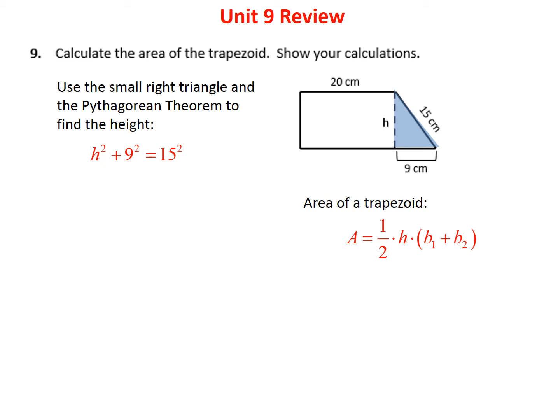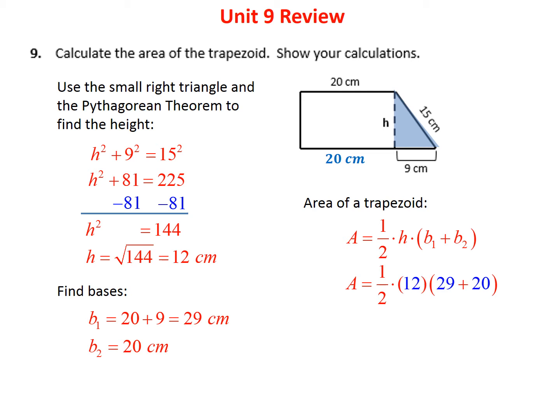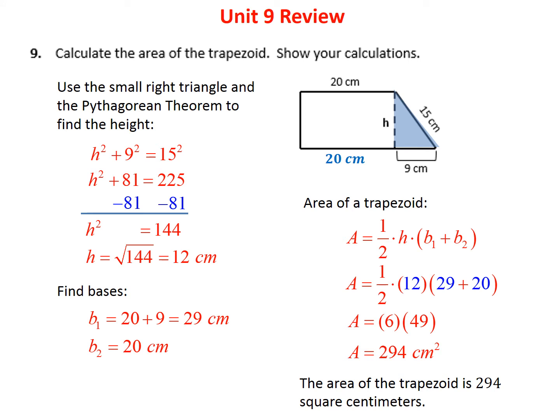So that means that h squared plus 9 squared equals 15 squared. Multiply these out, and we get h squared plus 81 is 225. Subtract 81, and h squared is 144, so that means that h is the square root to unsquare it, 12 centimeters. Now, our two bases, remember, one is 20, but the bottom one is 20 plus 9, or 29. So now we can plug everything into our formula. 1/2 the height, which is 12 centimeters, and the two bases 29 plus 20. And so we get 1/2 of 12 is 6 times 49, or 294 square centimeters.